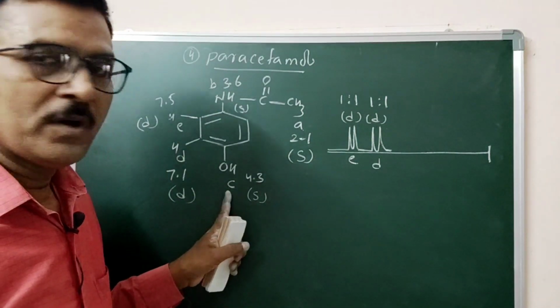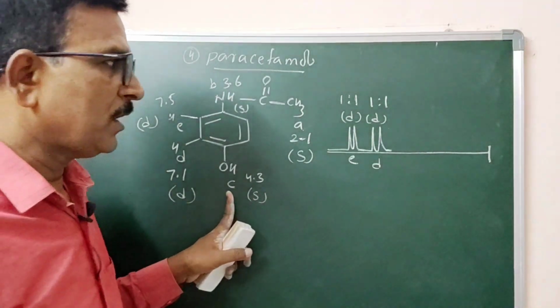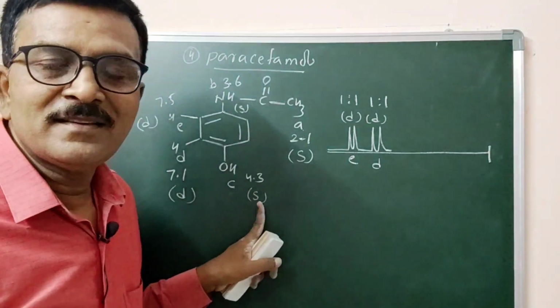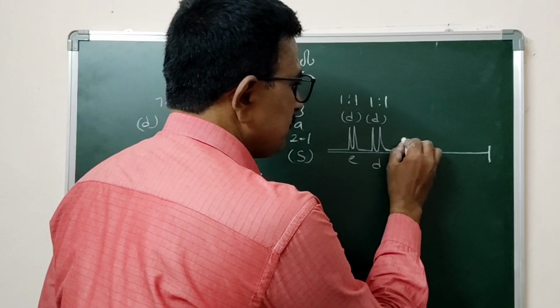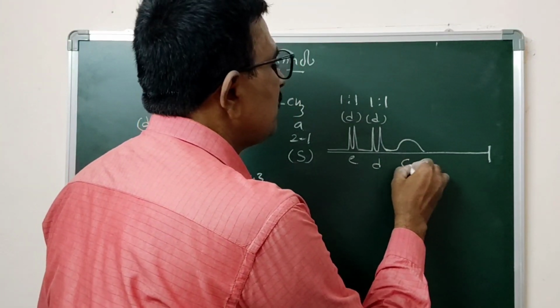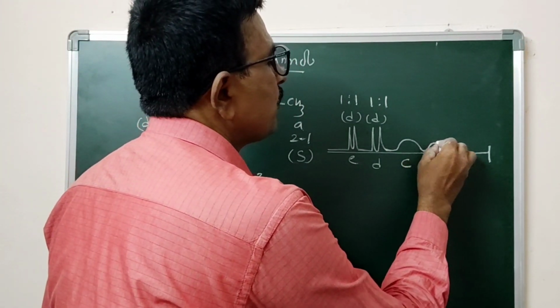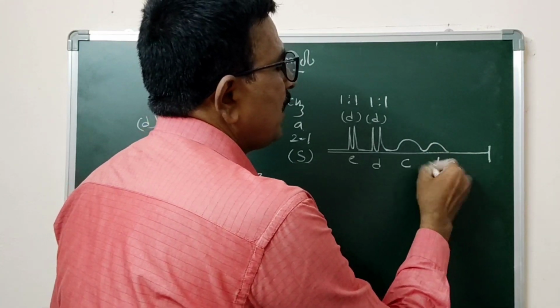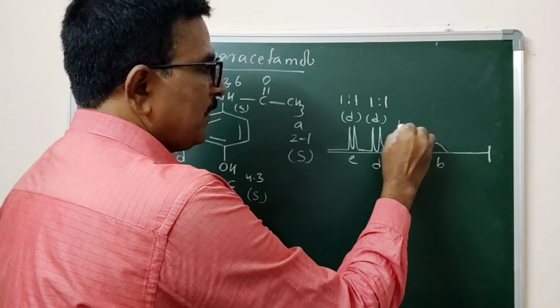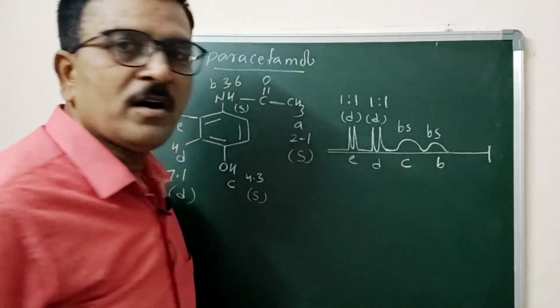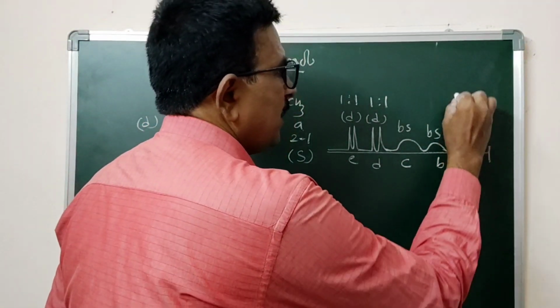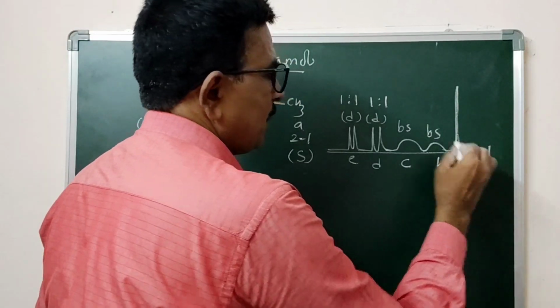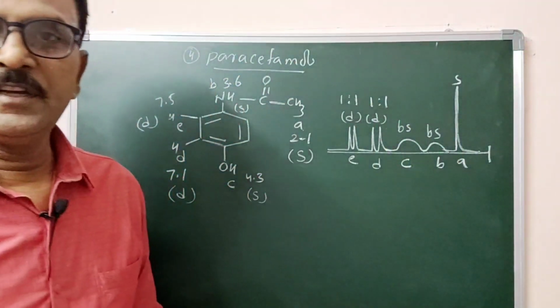Coming to C proton, which is an OH proton, it appears as a singlet, but it is a broad singlet. Similarly, the NH proton also appears as a broad singlet. Whereas the CH3 proton signal appears as a singlet. Is it clear?